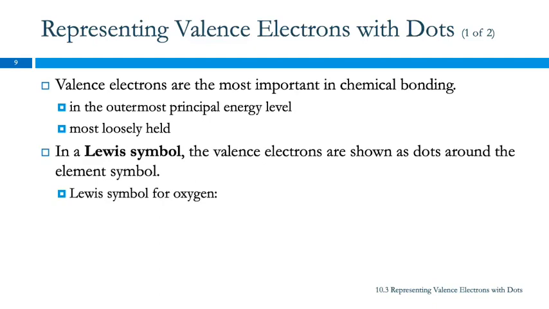Let me just set up right now. So writing the Lewis symbol for oxygen, we start by just drawing the element symbol. So O for oxygen. And then we need to know how many valence electrons oxygen has. You look at the periodic table and see what group it's in. It's in group 6A. It's got 6 valence electrons. Six dots.